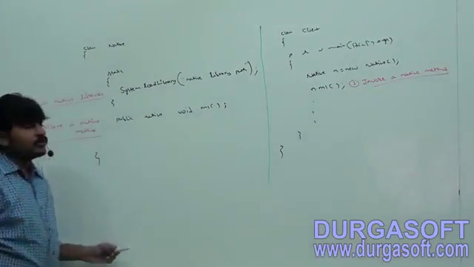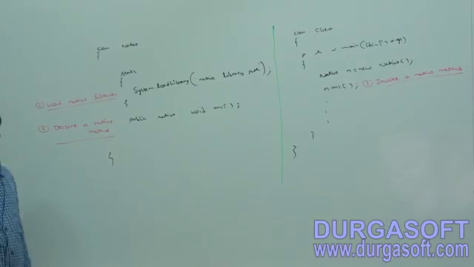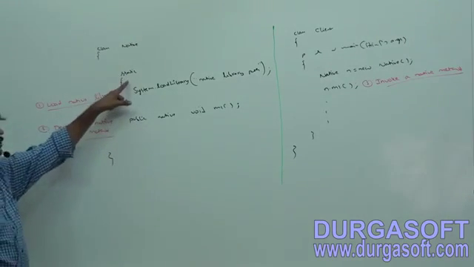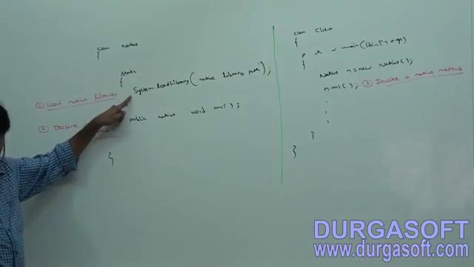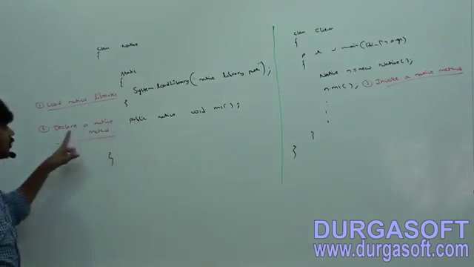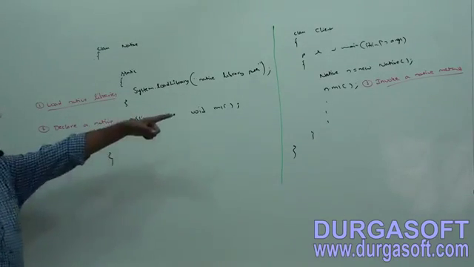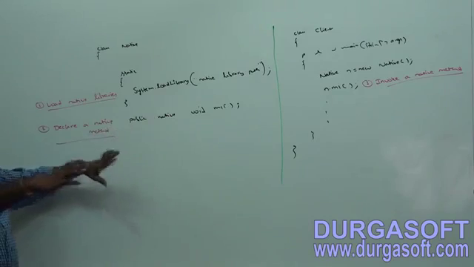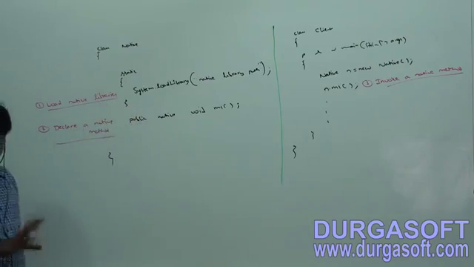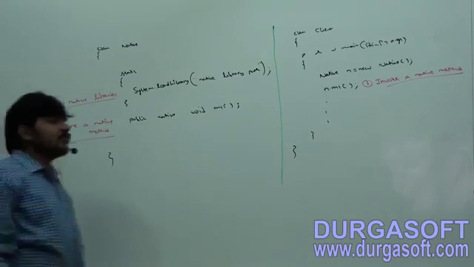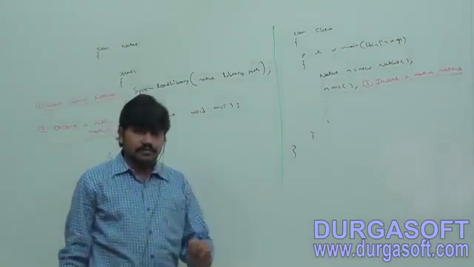Sir, pseudocode to use a native keyword in Java, there are only 3 steps. What is the first step? Load native libraries. Second one is declare a native method. Third one is invoke a native method. It is the same terminology. Are you able to understand? But make sure one very important conclusion for you.